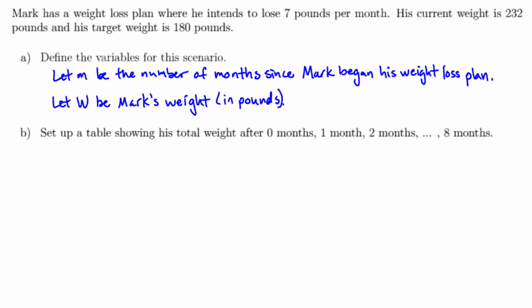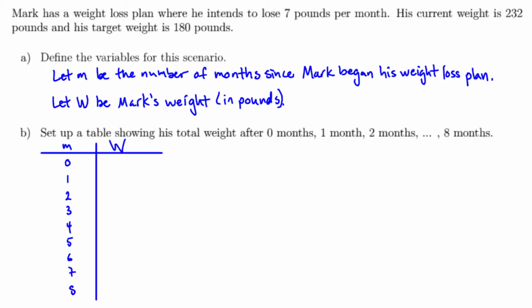Okay, so to find the relationship between W and m, we're going to set up a table, and we'll start with the number of months, and then we'll calculate some values for W. So we'll have m, and we'll have capital W. So let's have m at 0, and 1, and 2, 3, 4, 5, 6, 7, and 8.